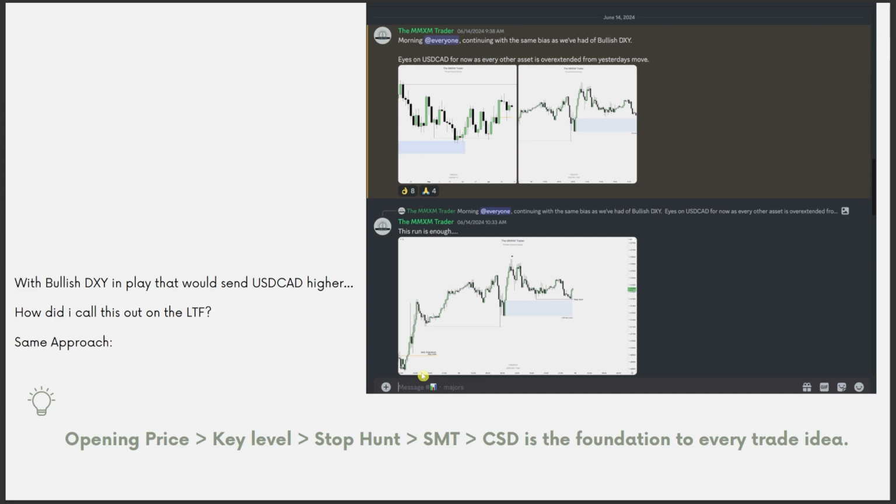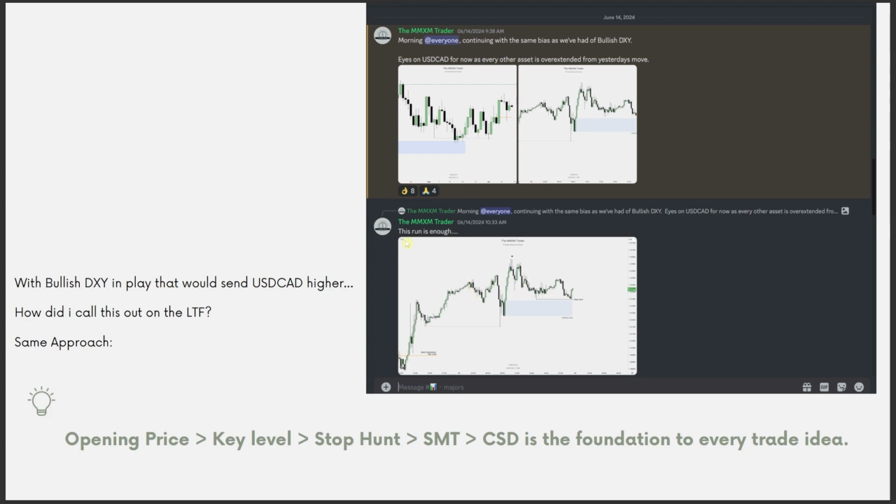Another slide of the Discord, of course, no hindsight at all. That's how we roll over there. So over here we've got USD CAD as an example, right? Over here continuing with the same buys, bullish DXY, and then we have our eyes on USD CAD because all the other dollar pairs were overextended, but USD CAD was still resting in discount, so that makes it for a higher probability move up, right?